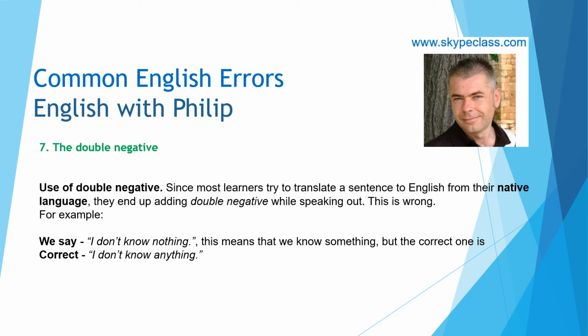For example, we say, I don't know nothing. This means that we know something. But the correct version is, I don't know anything. You cannot have two negative words in the one sentence. The negative word here is don't, so the next word has to be anything rather than nothing.